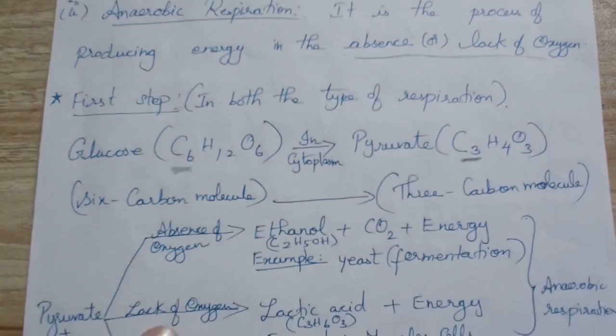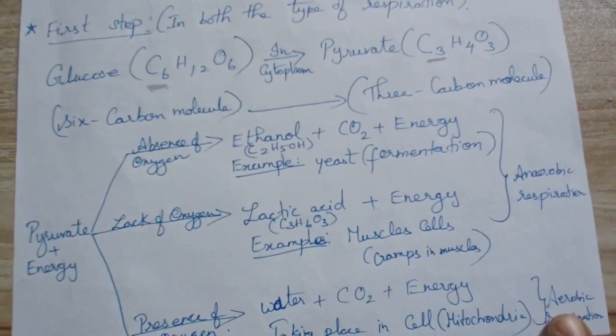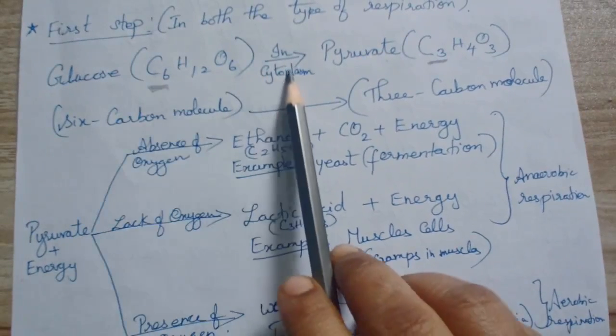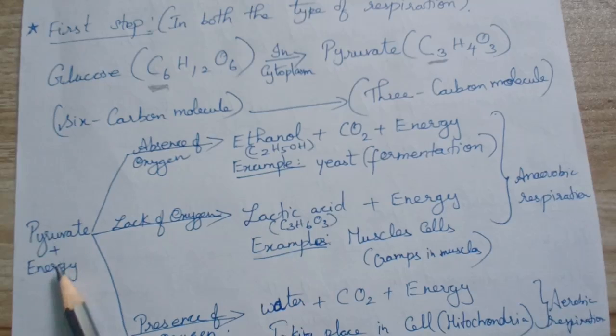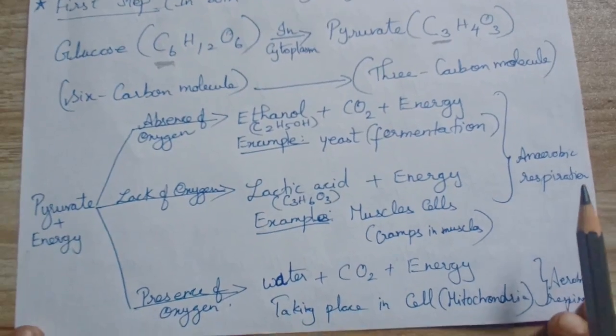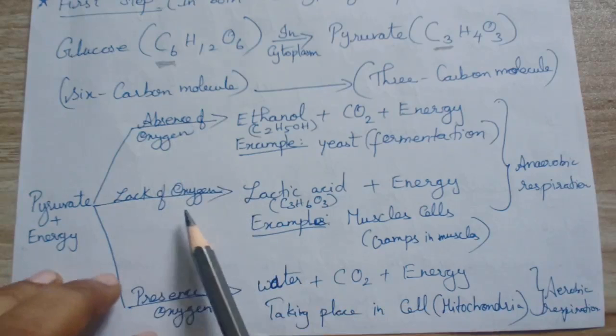Next, you know that during this conversion in the cytoplasm, pyruvate is formed and energy is released, right? After that, there are two types of reaction, aerobic and anaerobic respiration. First we'll see anaerobic respiration. Anaerobic respiration takes place in the absence of oxygen as well as in the lack of oxygen, right?